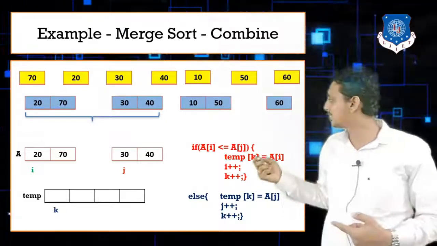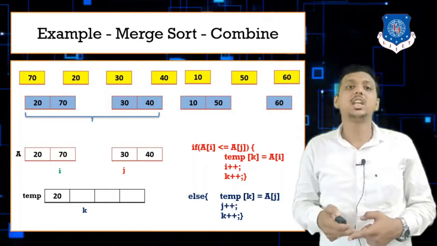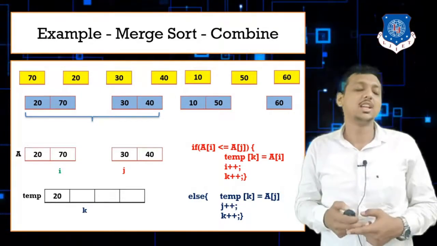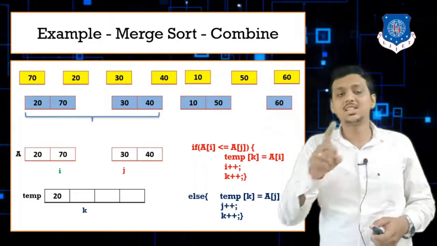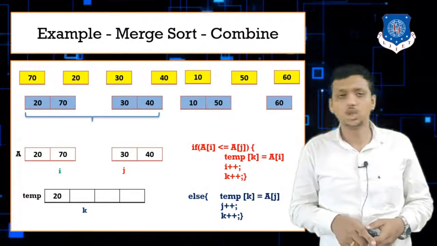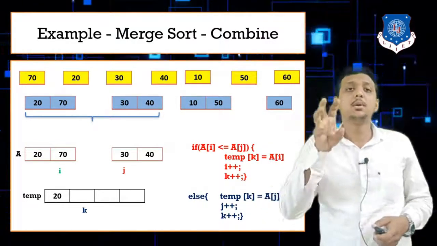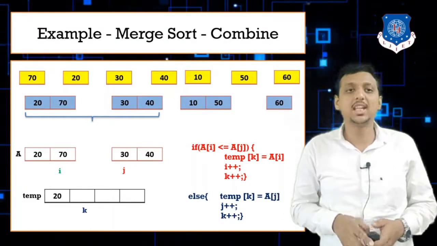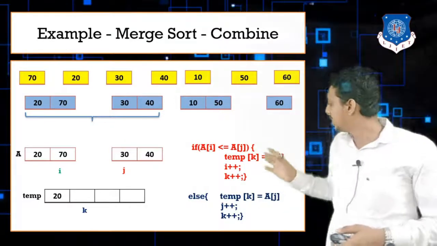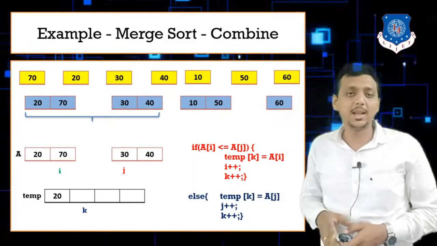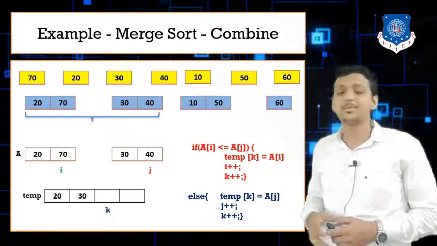So it goes like this. My i is at 70 now, k is incremented. Now check it again. Now A of i less than or equal to A of j. See, 70 is less than or equal to 30? No. So go into the else part. In the else part you need to put A of j into the temporary array. That's why 30 will be set in the temporary array, then j is incremented, k is incremented. So it goes like this.